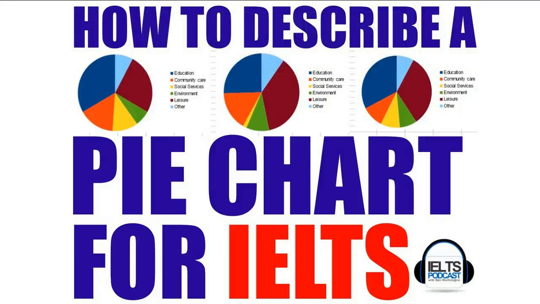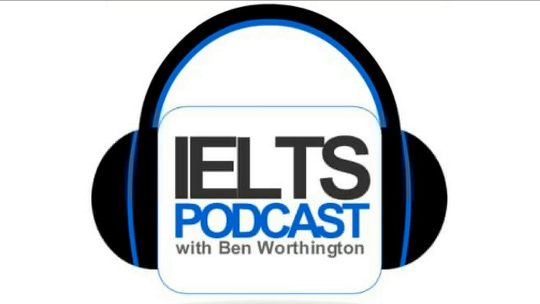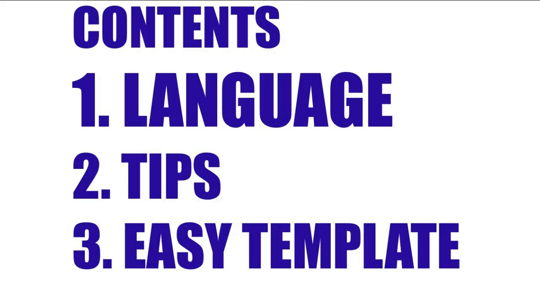Hello there, IELTS students. In this tutorial, we're going to look at how to describe a pie chart for IELTS Academic Task 1. My name is Ben, you know me from IELTS Podcast, and this tutorial is divided up into 3 parts. First, we're going to look at the language, then I'm going to give you some tips, and then we're going to look at an easy essay template, 4 paragraphs, really simple, and it's a good way to prepare for the IELTS. So grab a pen and paper.